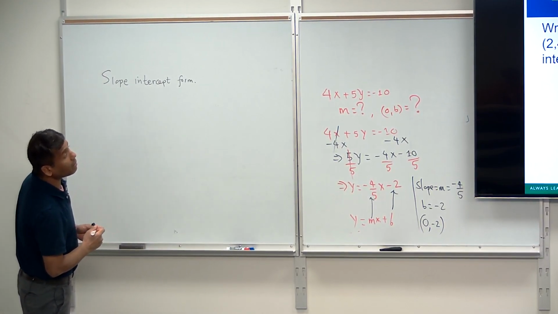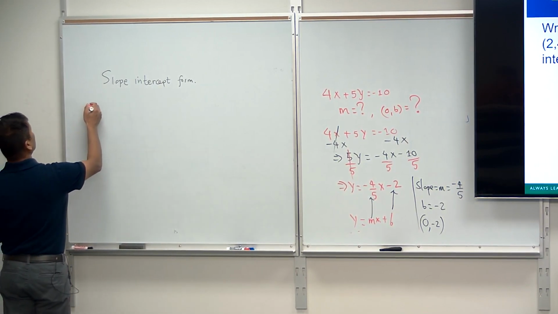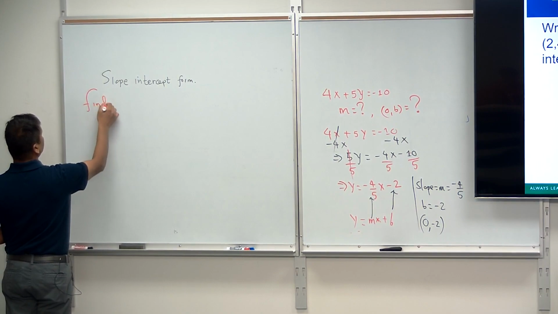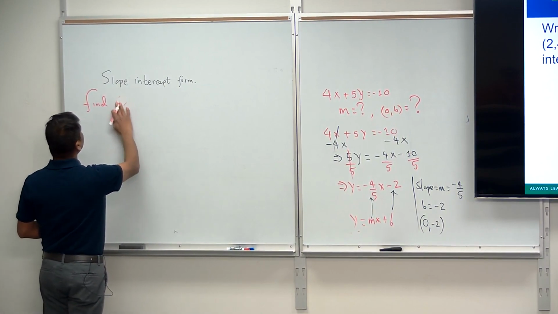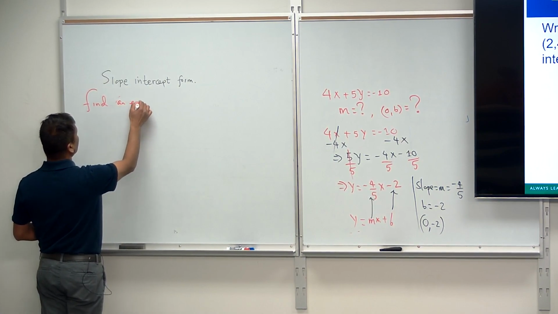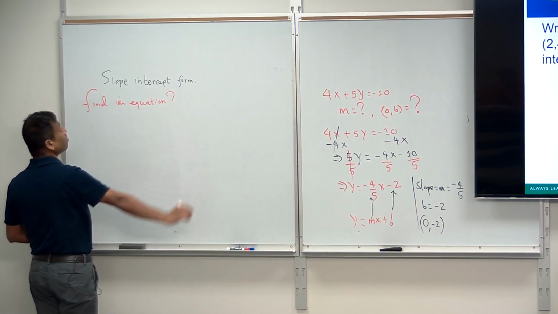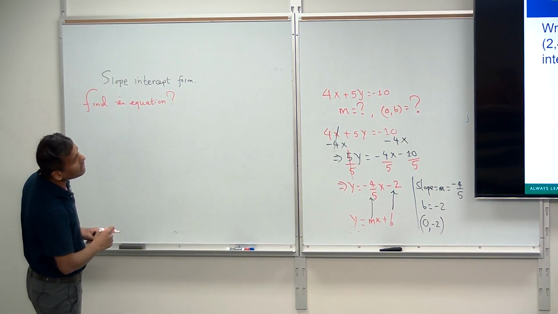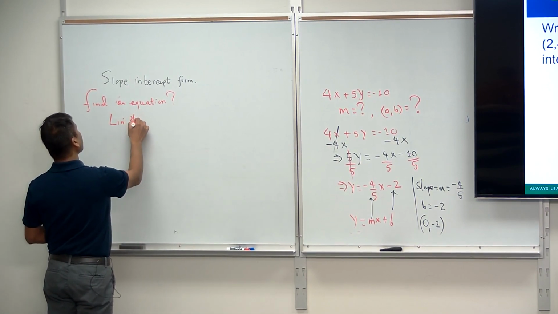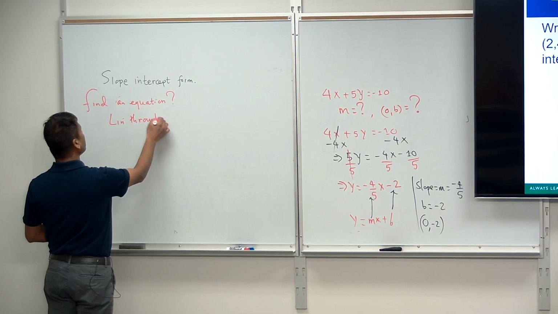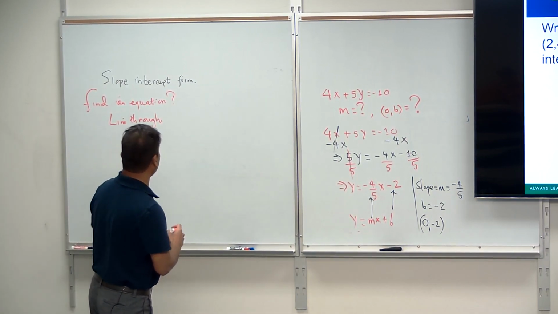So look here, guys, we have 2 points. Write an equation of the line. You need to find the equation of the line through the points (1, 1) and (2, 4).